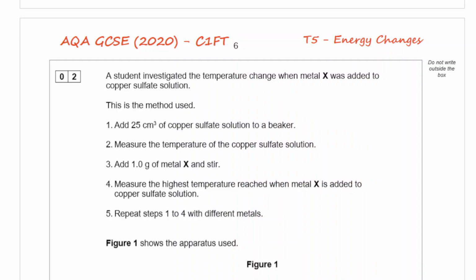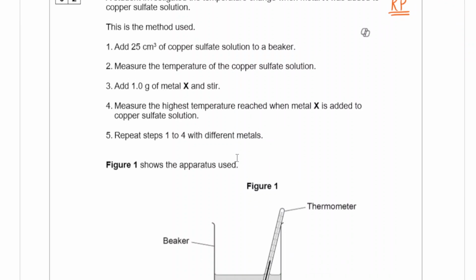is on the topic of energy changes. A student investigated a temperature change when metal X was added to copper sulfate solution. This is actually linked to a required practical on energy changes. This is the method used. Add 25 centimeter cube of copper sulfate solution to a beaker.